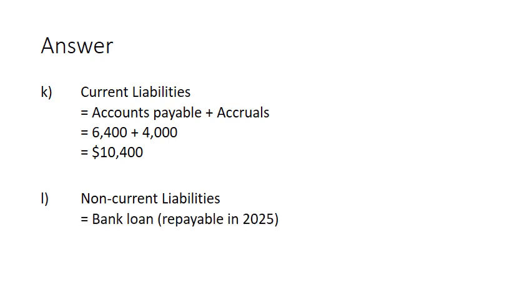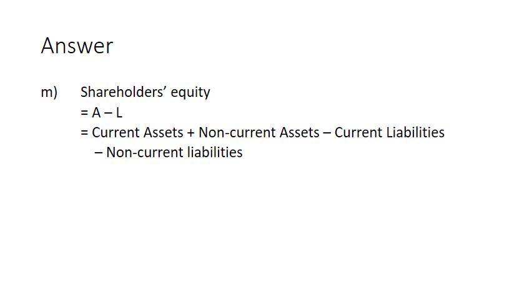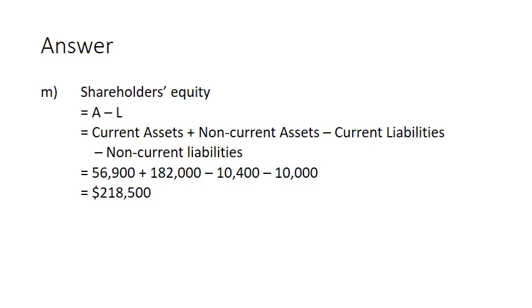Non-current liabilities equal the bank loan repayable in the year 2015. Take note, this still has five years of life. It is just repayable in five years' time, so it's more than one year. So it belongs to non-current liabilities, for the long term. So it's 10K. Next, we have shareholders' equity. We know that shareholders' equity equals A minus L. So that is current assets plus non-current assets minus current liabilities minus non-current liabilities. Basically, 56.9K plus 182K minus 10.4K minus 10K gives you 218.5K.